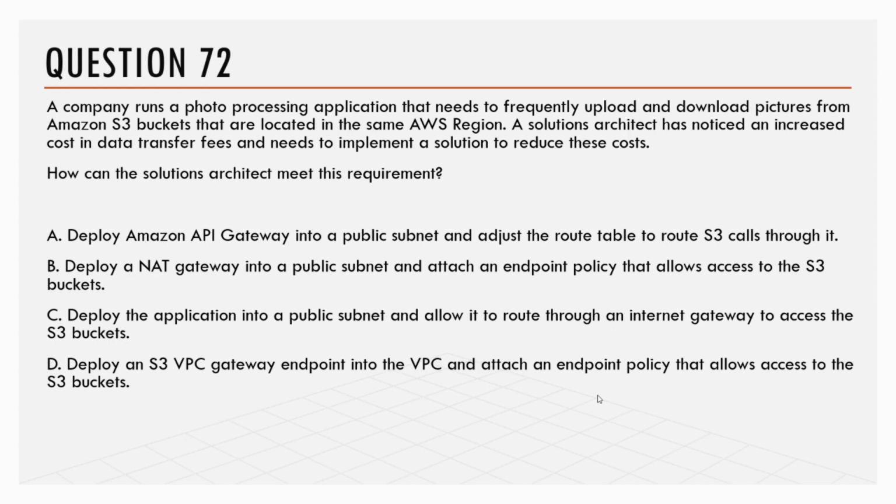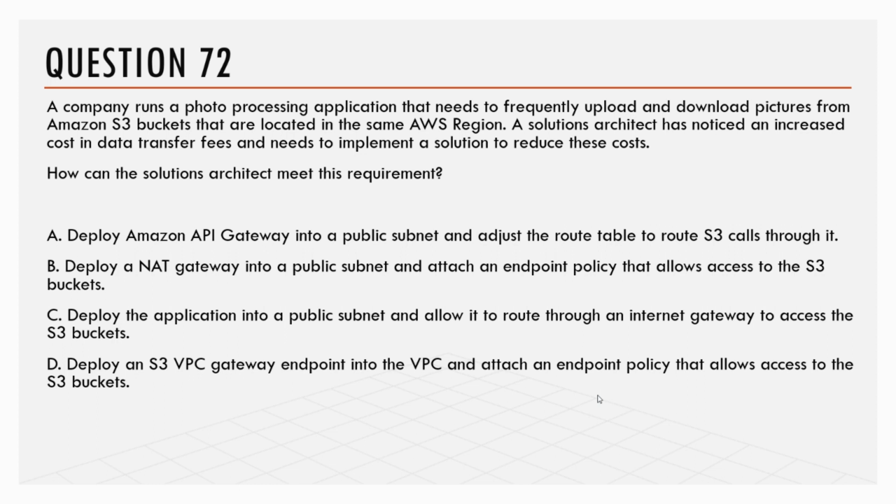A company runs a photo processing application that needs to frequently upload and download pictures from Amazon S3 buckets that are located in the same AWS region. A solution architect has noticed an increased cost in data transfer fees and needs to implement a solution to reduce these costs. How can the solutions architect meet this requirement?